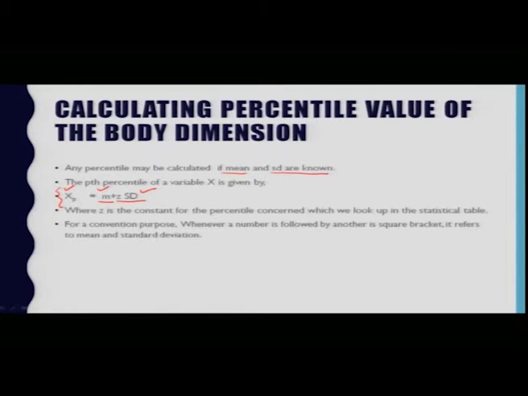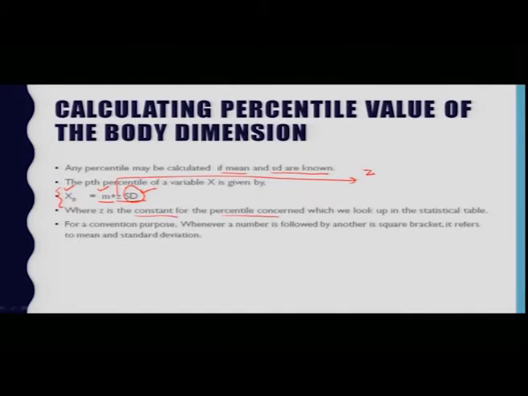Now, if we know how to calculate the mean and the standard deviation, the question is, how can we calculate this particular z, what is this z, and how can we calculate this value in order to evaluate the percentile. So, z is the constant for the percentile concerned, which we will look up in the statistical table. Generally, this Z score we calculate with the help of a table.